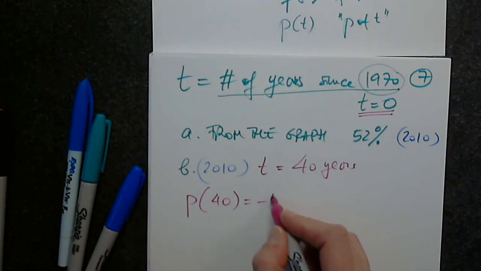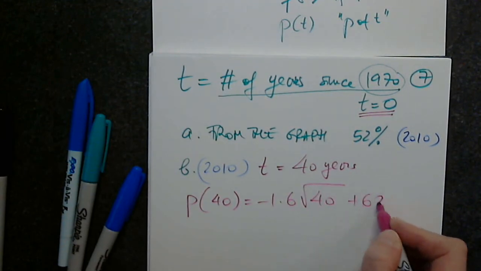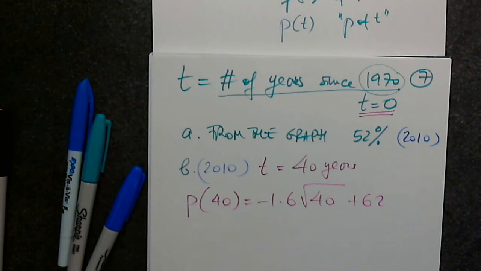So here it is. Negative 1.6, the square root of 40, plus 62. Let's see what we get. So we have negative 1.6, the square root. For one simple quantity, there is no need for parentheses, but you already know me. I love my parentheses. And then plus 62. Here it is. Look at that. 51.88%.